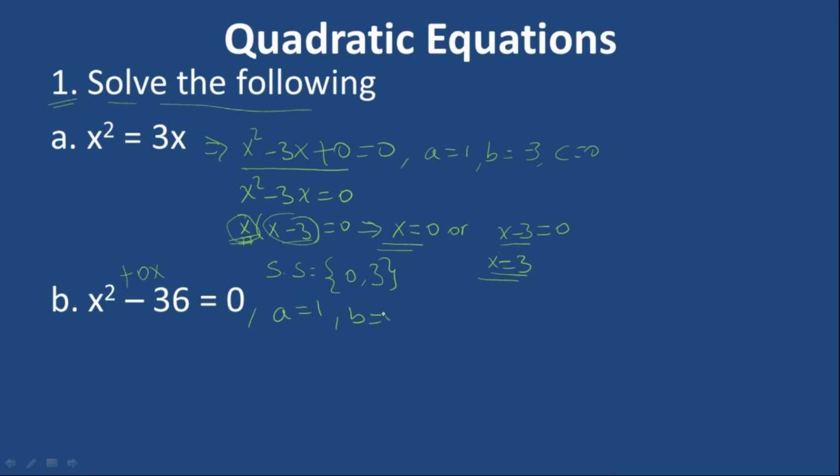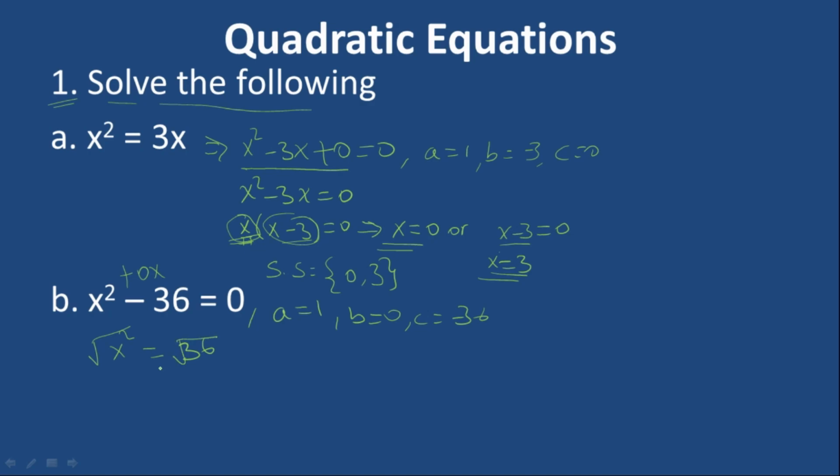b is equal to 0 and c is minus 36. This is the form of quadratic equation again. So from this, bring this number to the right side. x square is equal to how much? 36. So take the square root of both sides in order to get the number x.